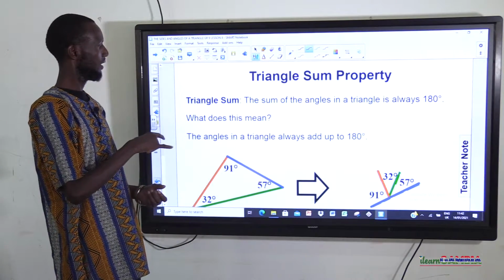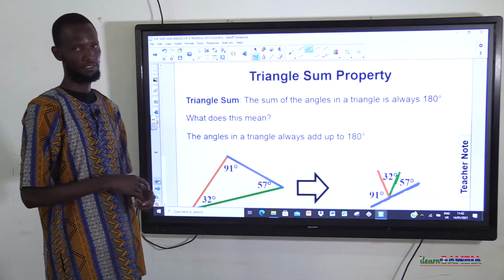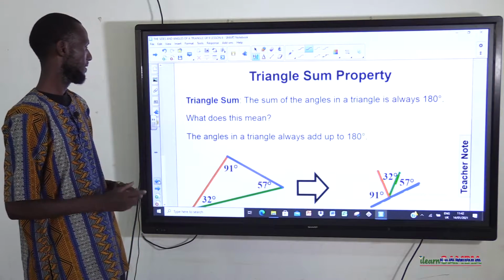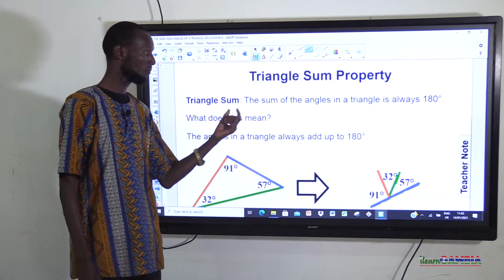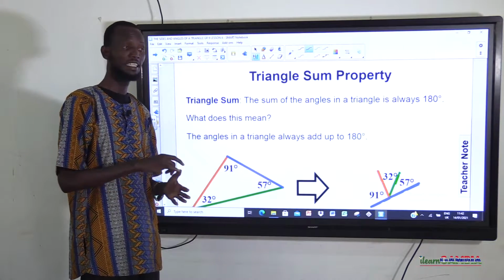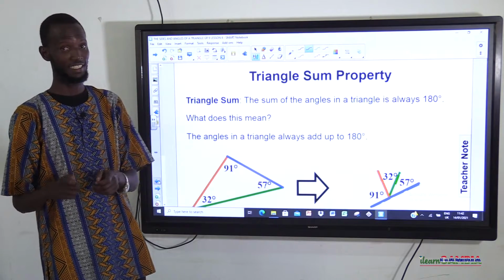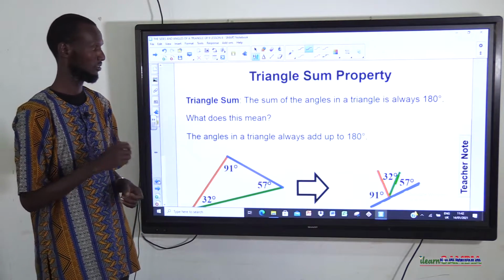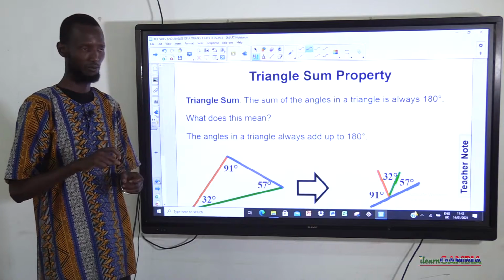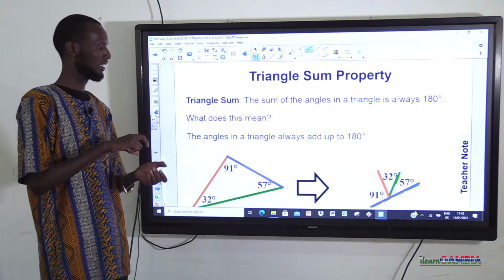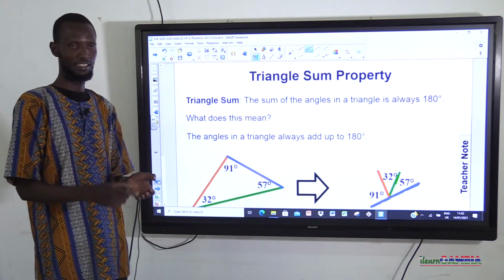Today we are looking at the triangle sum property. The triangle sum property says the sum of the angles in a triangle is always equal to 180 degrees. Whenever you add the angles of any triangle, your answer is always going to be 180 degrees.